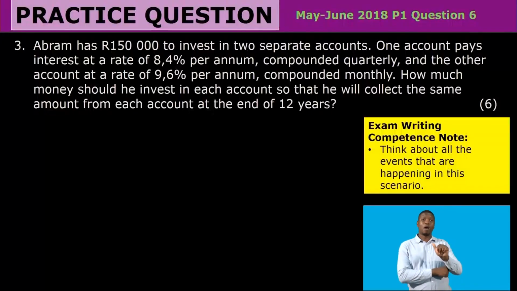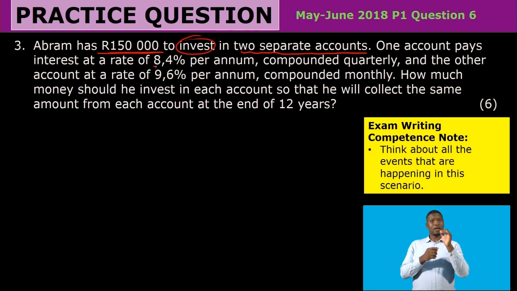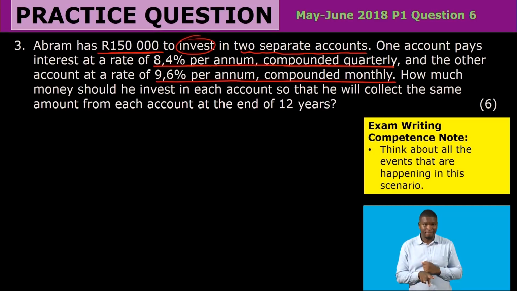Now, moving over to that third question, it says there, Abram has 150,000 to invest in two separate accounts. So one account pays an interest rate of 8.4% per annum compounded quarterly, and the other account at a rate of 9.6% per annum compounded monthly. Now, how much money should he invest in each account so that he will collect the same amount from each account at the end of 12 years?